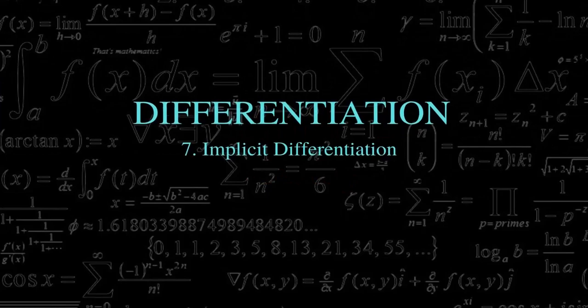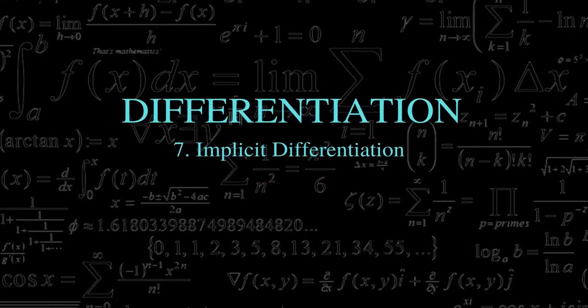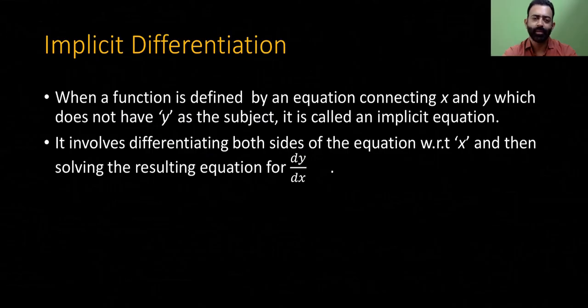In the previous video, we did trigonometric differentiation. Next topic is implicit differentiation. So what is implicit differentiation? Before that, let us understand what you mean by implicit function, because we have some function, then only we are differentiating. So what is an implicit function? Implicit function means the function in which you cannot make y as a subject.